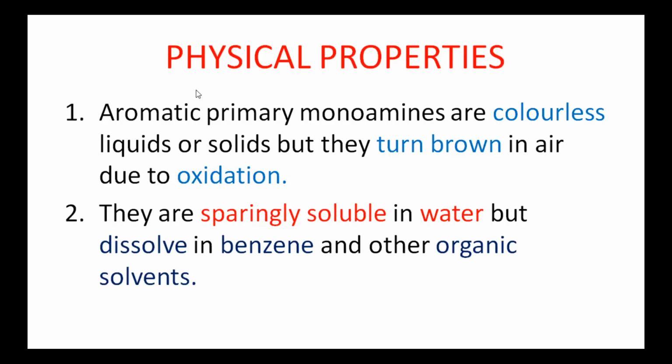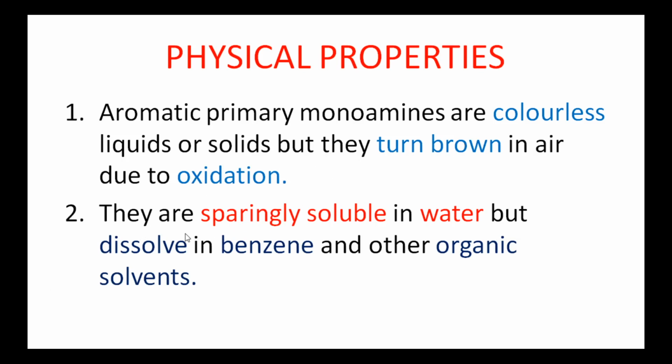Next, physical properties. Aromatic primary monoamines are generally colorless liquids or solids, but they turn brown in air due to oxidation. Aromatic primary amines are susceptible to oxidation, so they easily get oxidized in the presence of air. So they turn into brown color.